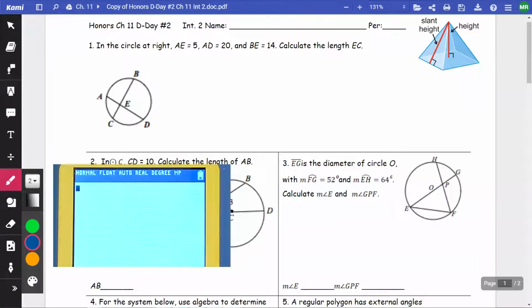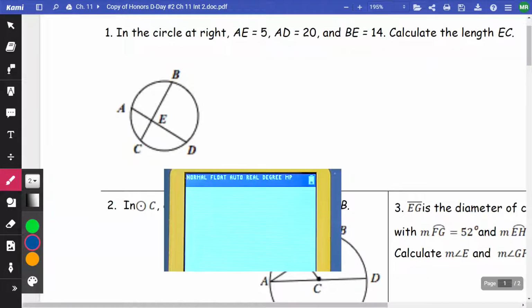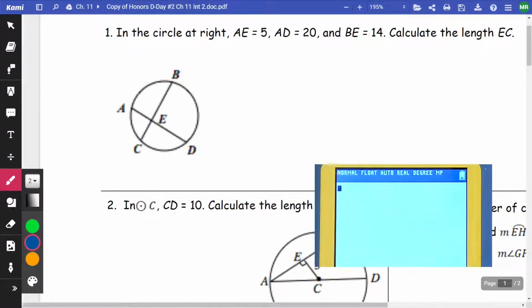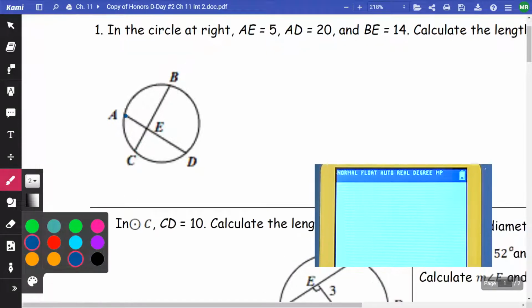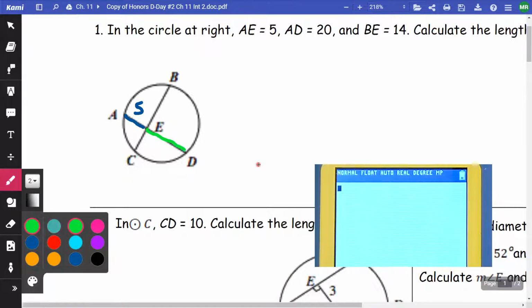So this video is integrated to chapter 11, D-Day number 2. On this first one here, I'm going to add in some of the values. We have AE is 5. So this right here is 5. I know that AD all the way across, from here to here, is 20. So that means that this portion is going to be 15.